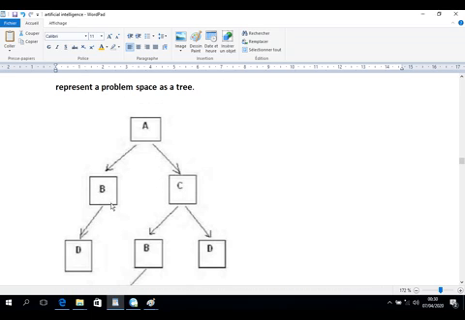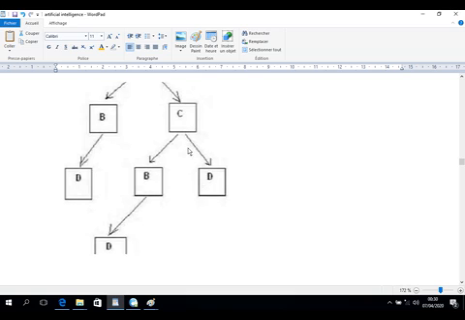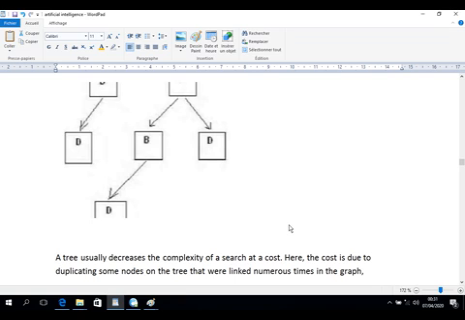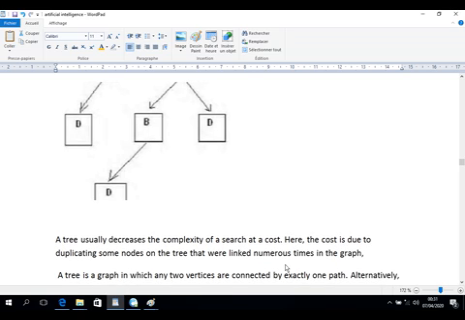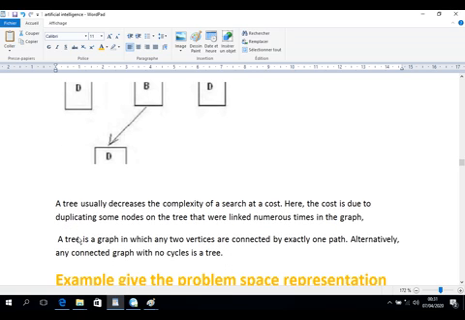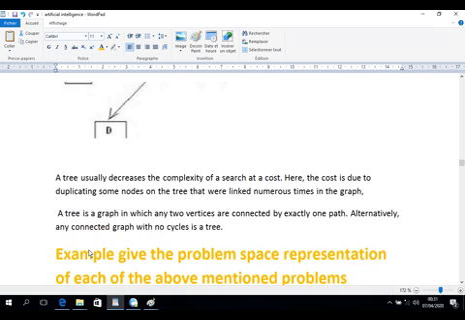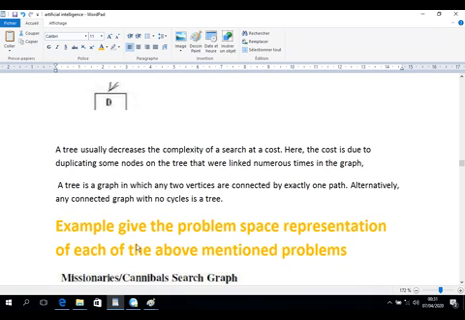Fine. A tree usually decreases the complexity of a search at a cost. The cost is due to duplicating some nodes. In this way, you see, we have duplicated B and D. B appears 2 times, D appears 3 times, so that is duplication. So that is the cost. Fine.